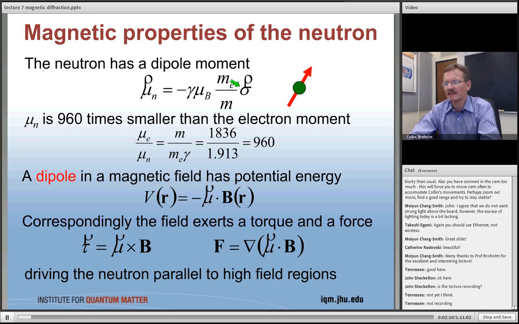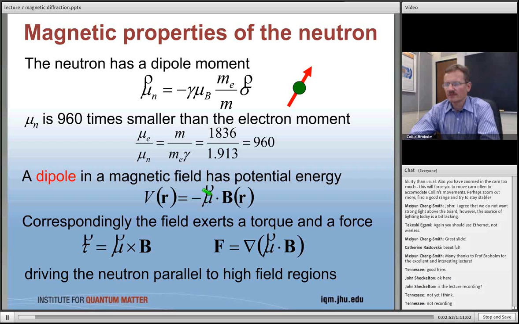Okay, now the dipole moment for the neutron is 960 times smaller than the electron dipole moment, and this ratio is essentially the ratio of the neutron mass to the electron mass, the neutron being much heavier. Correspondingly, its magnetic dipole moment is much smaller, and there is, of course, the gyromagnetic ratio that shows up as well, which we couldn't have predicted its particular value. But so there is a magnetic dipole moment, but it's almost 1,000 times less than the dipole moment of the electron. And as you know, a dipole moment in a magnetic field has potential energy, and this is what it looks like.